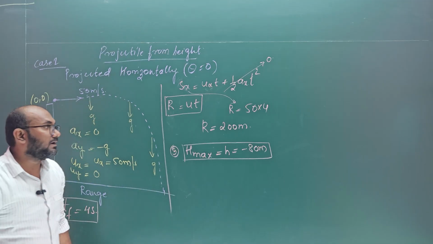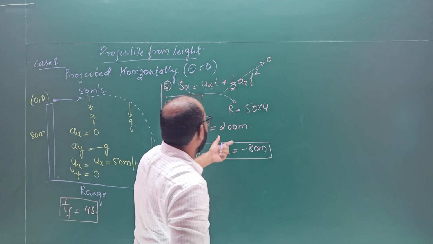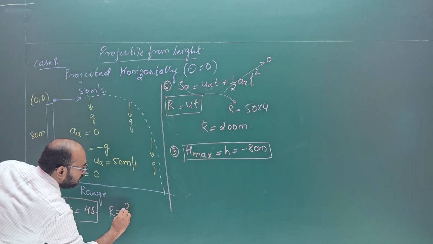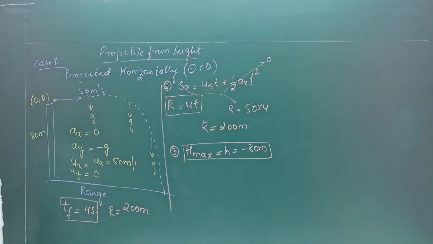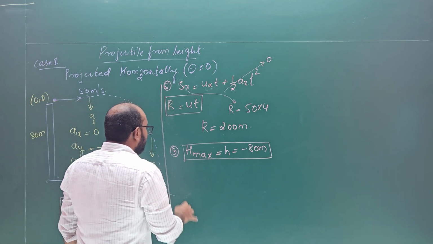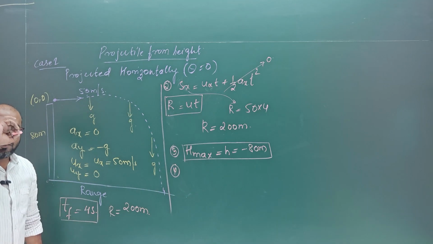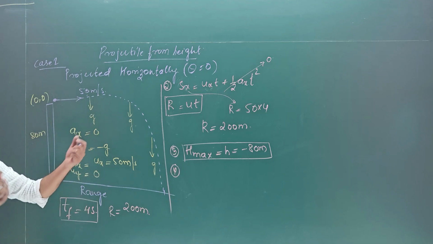Okay, still don't write. So second, we have calculated the time period, and we have calculated the range, and we got the range equal to 200 meters. Yes or no? Similarly, let us try to calculate the other thing. Fourth, if they ask, find out the velocity at any time t.